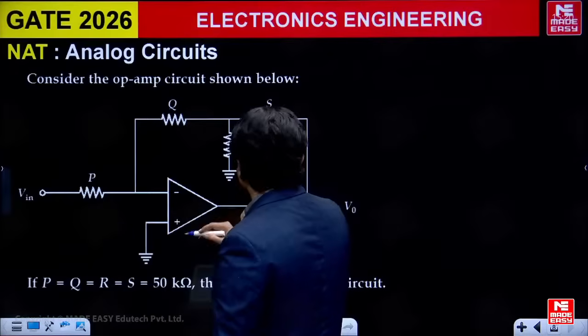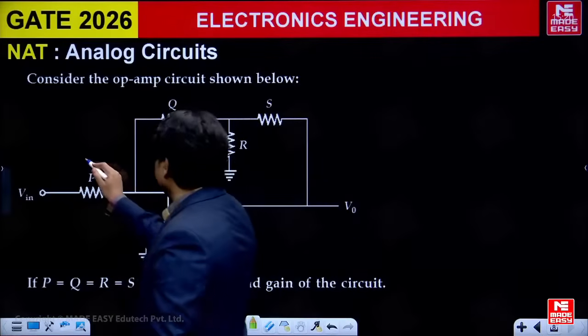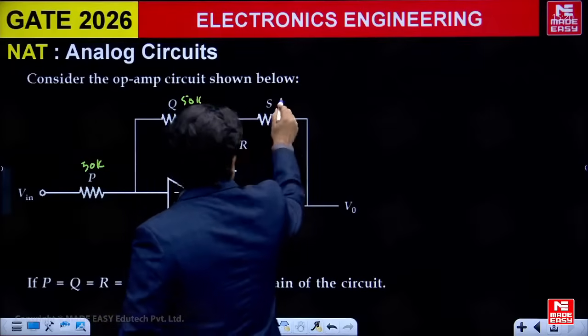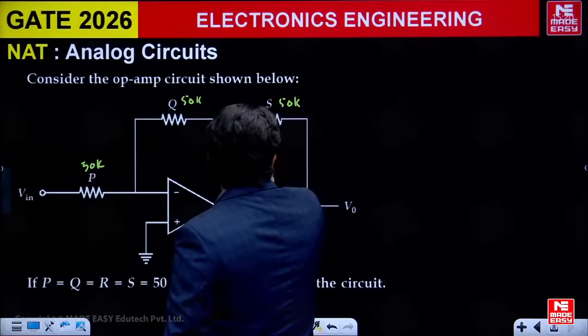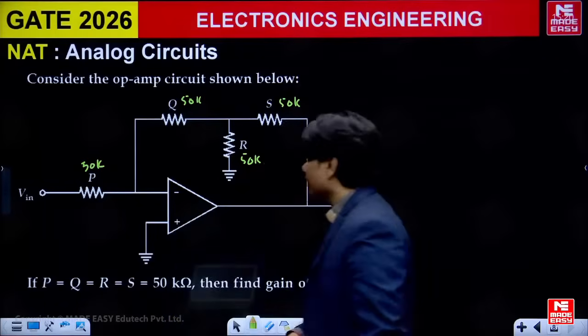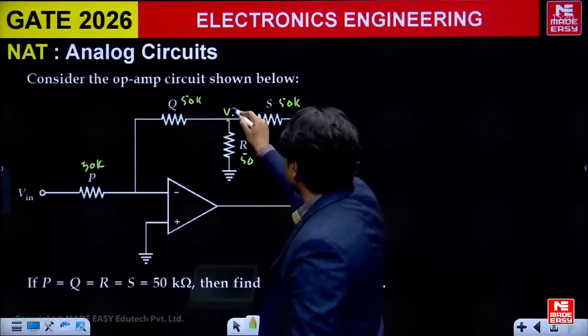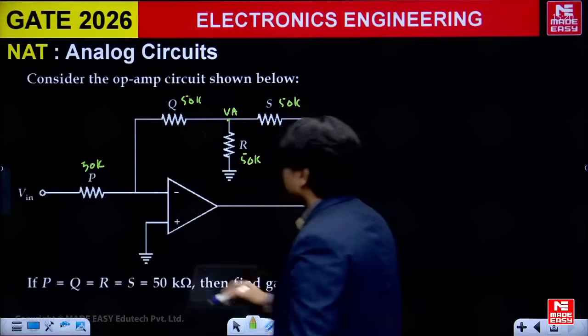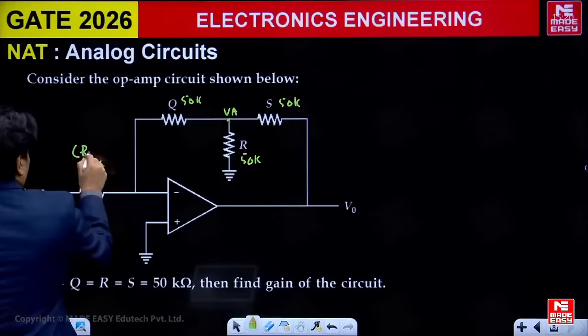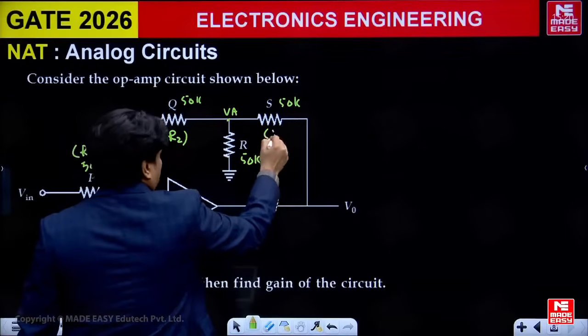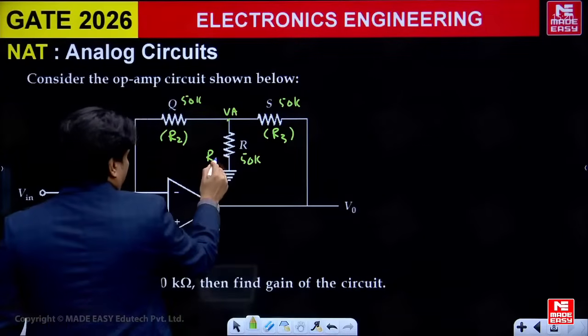So, we have a standard formula also for this. Everything is 50K here. First I will substitute 50K, 50K, 50K and 50K. Generally we can apply nodal analysis at these points and solve. If I have a standard formula, it is very easy to solve. This is R2, this is R1. I will take this as R3 and this as R4.